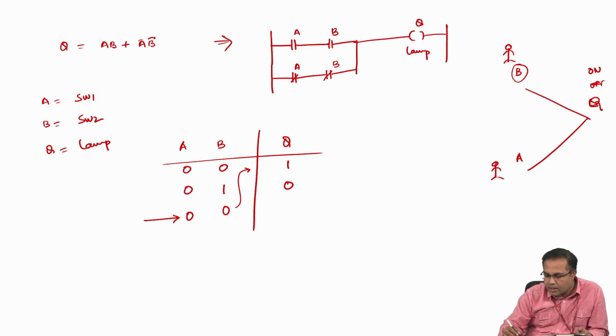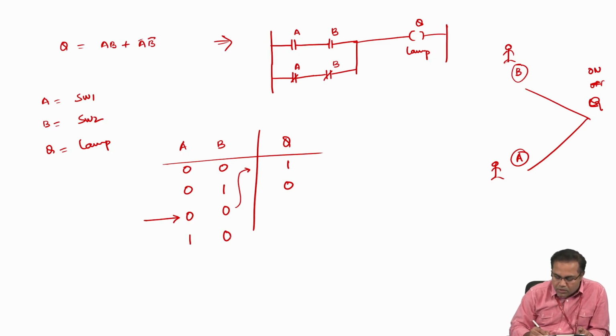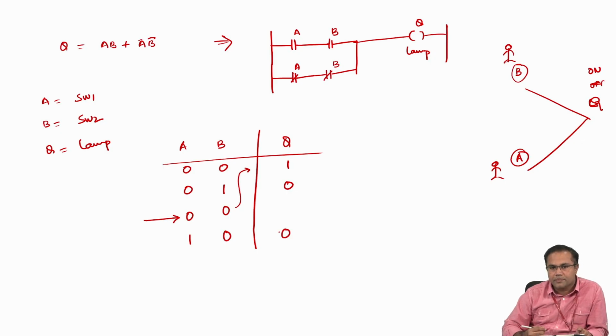Now he will take the staircase and come to the first floor, and once he reaches the first floor, what will he do now? He will turn on switch A. So what happens when switch A is turned on and B is already 0? The output will be off. Understood? So with this, the logic can be utilized.